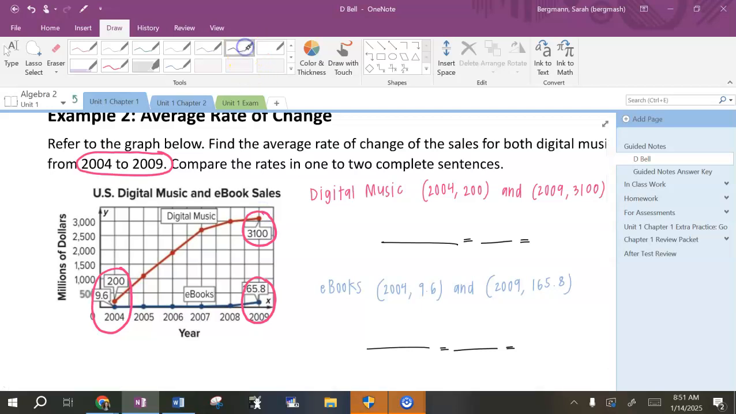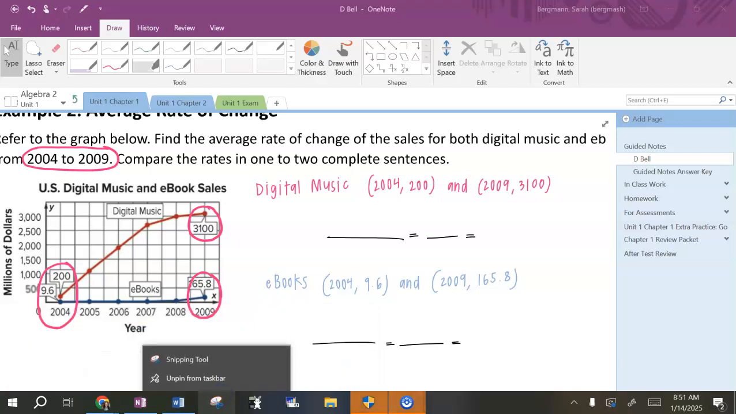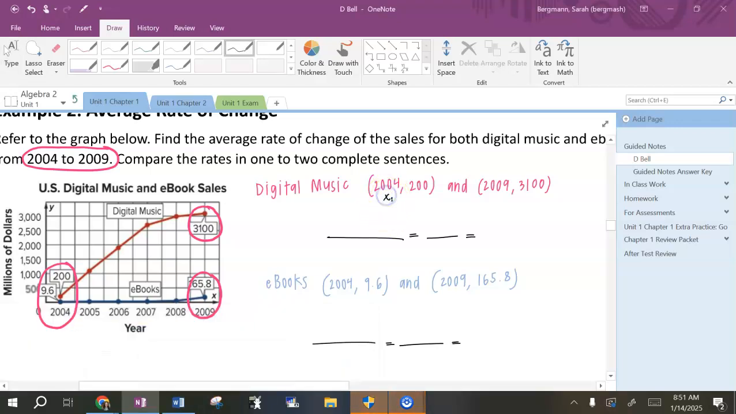I'm comparing two different graphs here. So first I'll do digital music, and it might be helpful for you to put it as points first. So I did the X1 is 2004, and when X is 2004, Y is 200. Then when X is 2009, that's my second X, my Y is 3100, that's my second Y. Now I'm going to fill those into my formula, so I'll go Y2 minus Y1 over X2 minus X1. Then you just have to do the calculation.